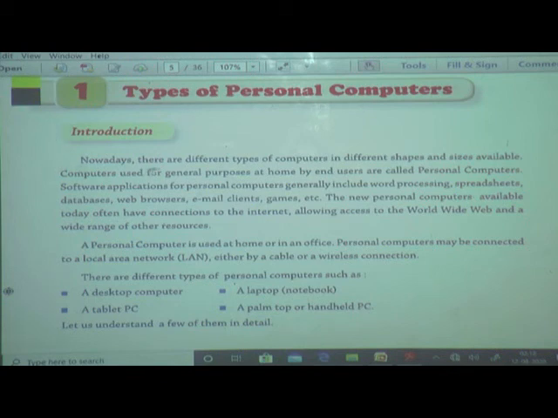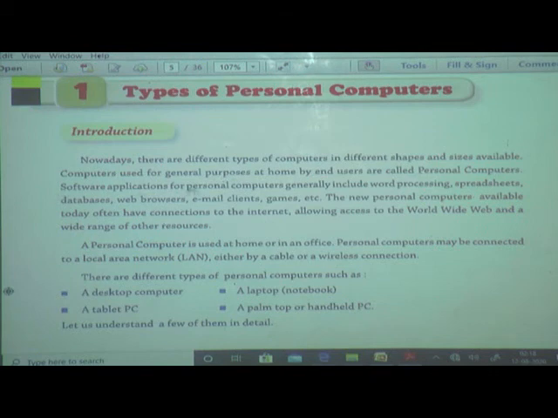Nowadays there are different types of computers available in different shapes and sizes. Computers have different types, but these types differ in their shape and size. A computer used for general purposes at home by an end user is called a personal computer. The computer that is used at home for personal, general purposes, that type of computer is called a personal computer.